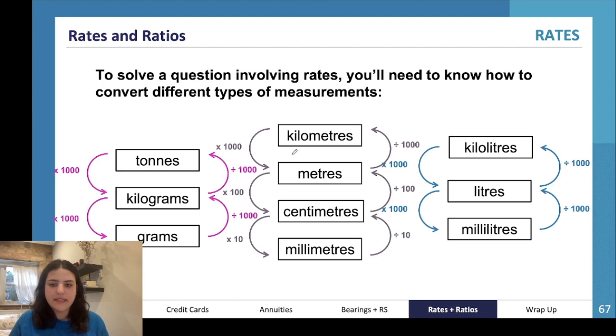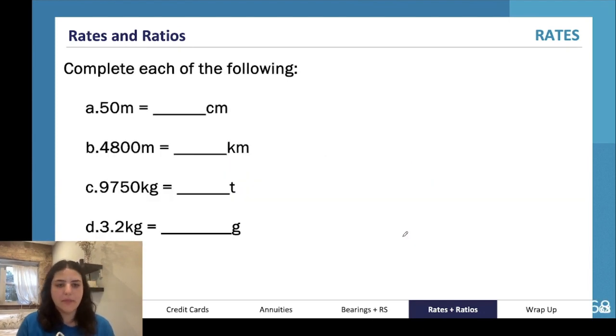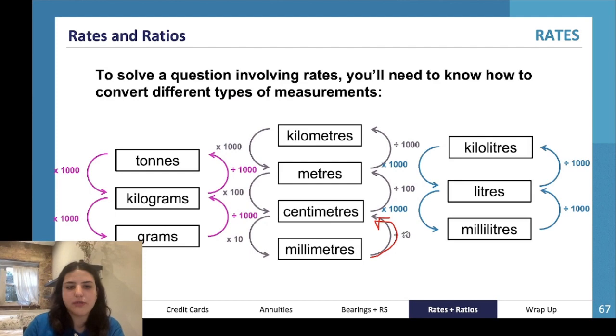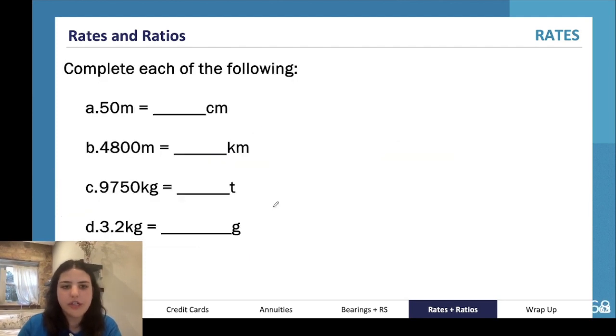How this works is essentially, I want to convert something from millimeters to centimeters. I follow the line. Okay, I need to divide my number by 10. All right, so complete each of the following: 50 meters to centimeters. Well, meters to centimeters is timesing by 100. So 50 times 100 is 5,000.